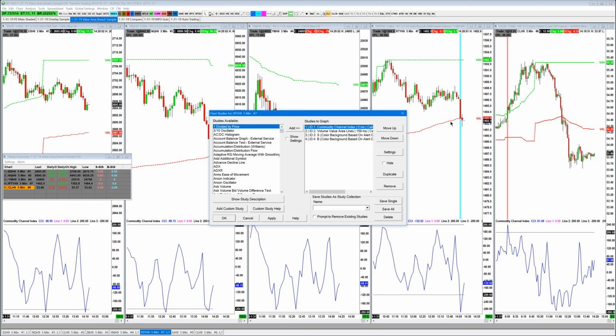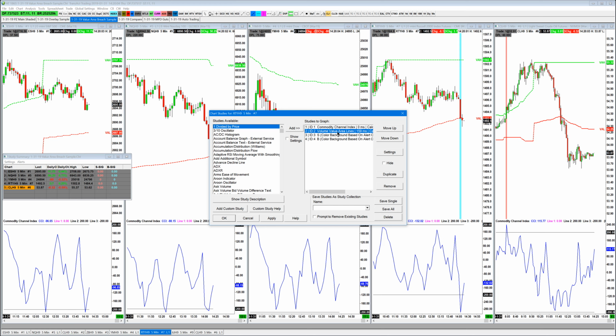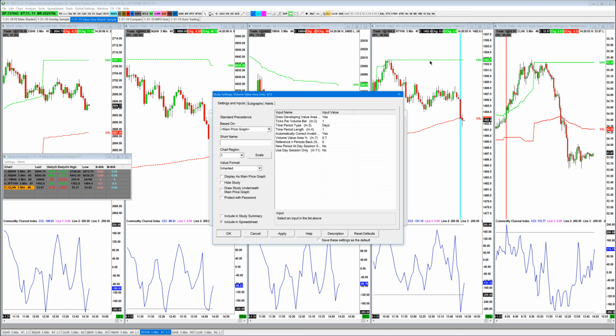All right, the first thing is the volume value area line study. Notice how it's curvy and going all over the place. That's because it's showing the value area as it is right now. The value area means 70% of the volume traded in this session has been between these two prices. So as the market breaks lower, if it continues to break lower here and it trades on heavy volume, you're going to see this value area line drop.